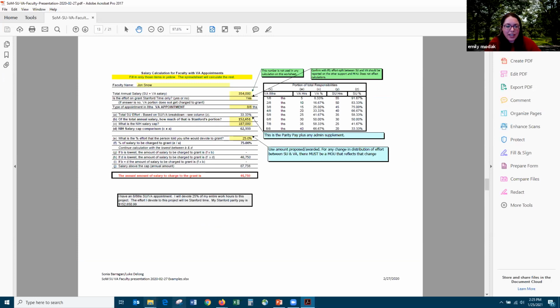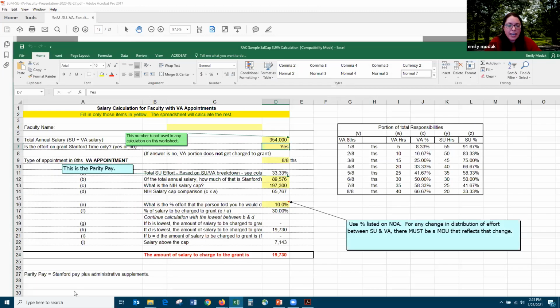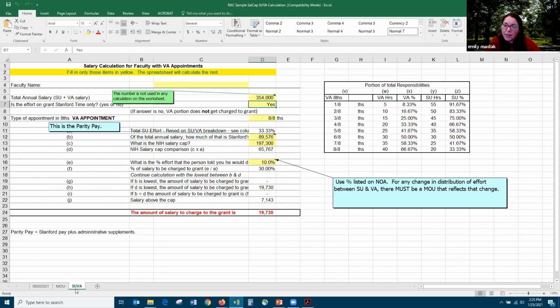There's a lot of information about exactly how you do this calculation, but I want to show you this Excel workbook, where I have a sample SUVA calculation just to give you a sense of what it looks like when you actually put it together. The tab exists on the blank SalCap template that is saved in the training materials. This tab is always there. It's just that you don't always need it.